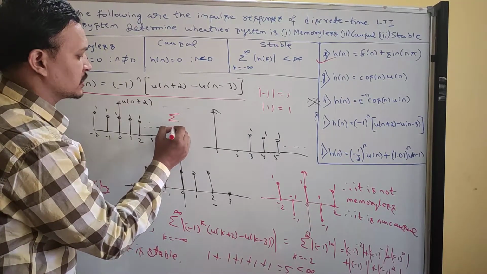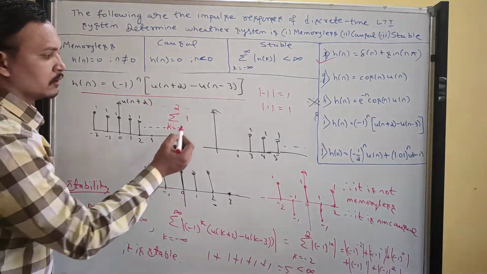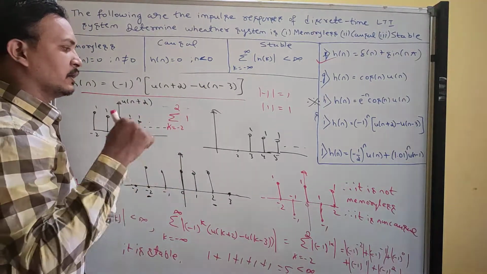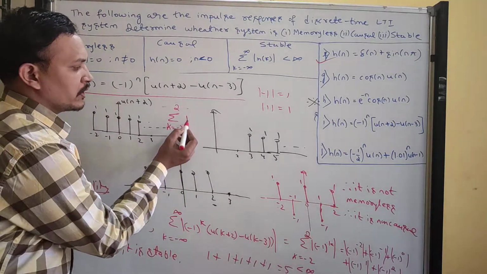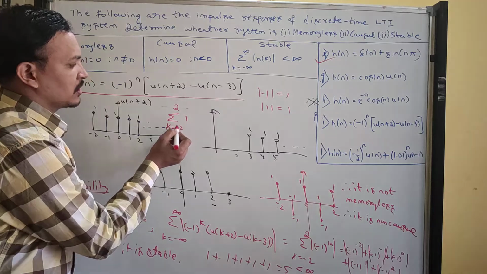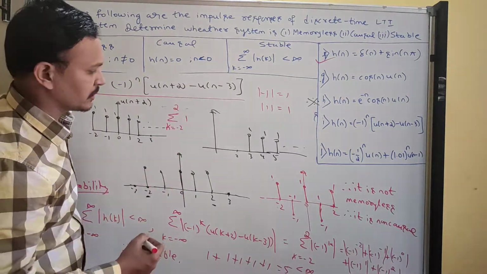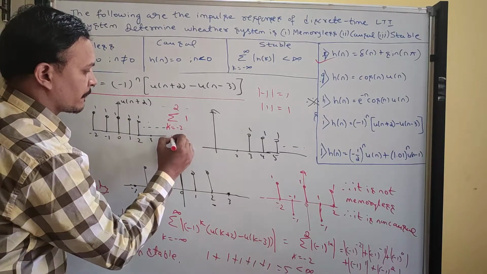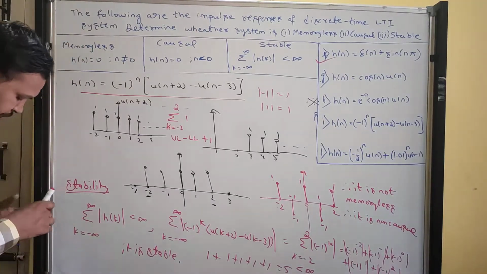Therefore, I can take limits k equals to minus 2 to 2. Your answer will be, finally you will get 1. Either negative or positive, mod of that value will get 1 only. Now, whenever lower and upper limit both have constant value, then formula is upper limit minus lower limit plus 1.